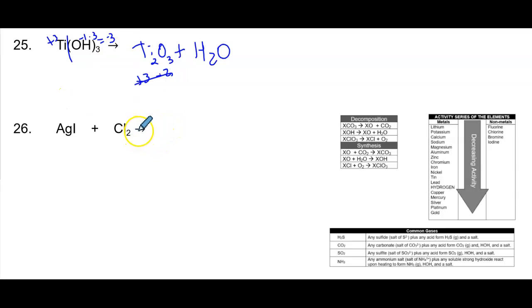Your assignment, in order to retake your quiz, is to complete 26 through 50 before you'll be allowed to retake your quiz.